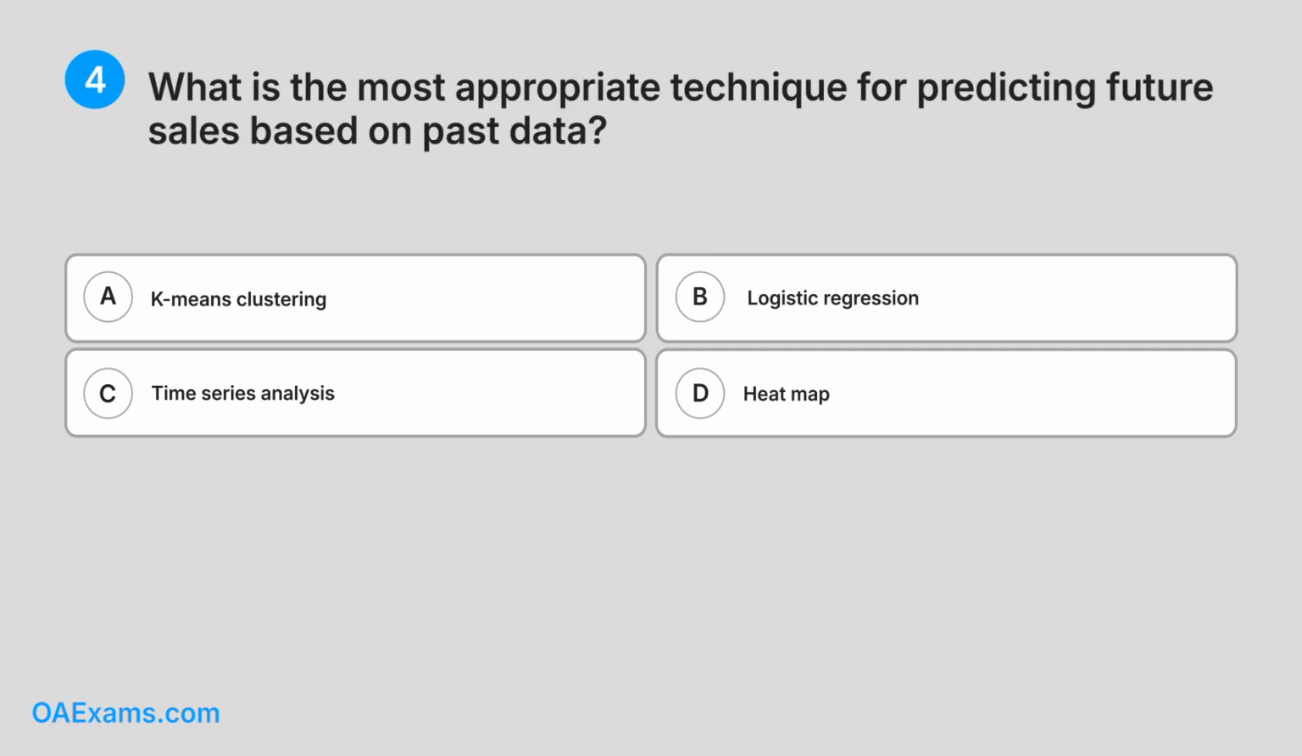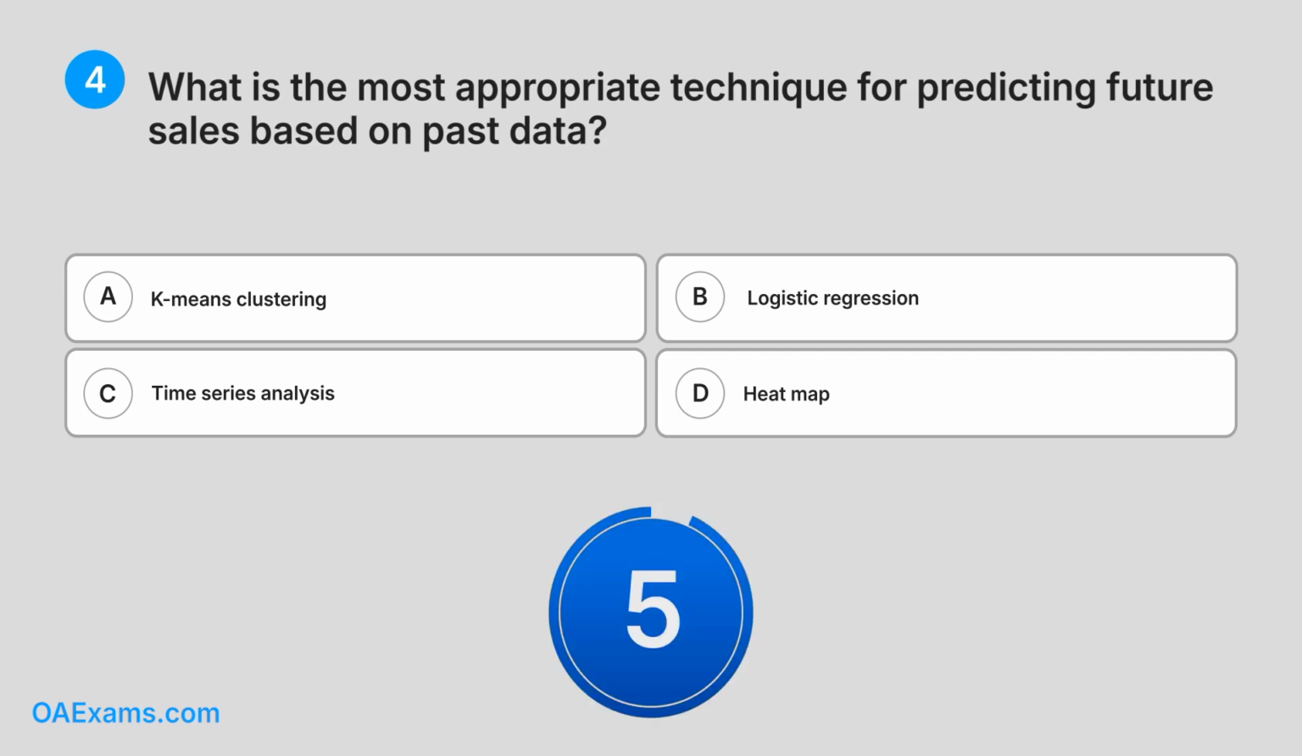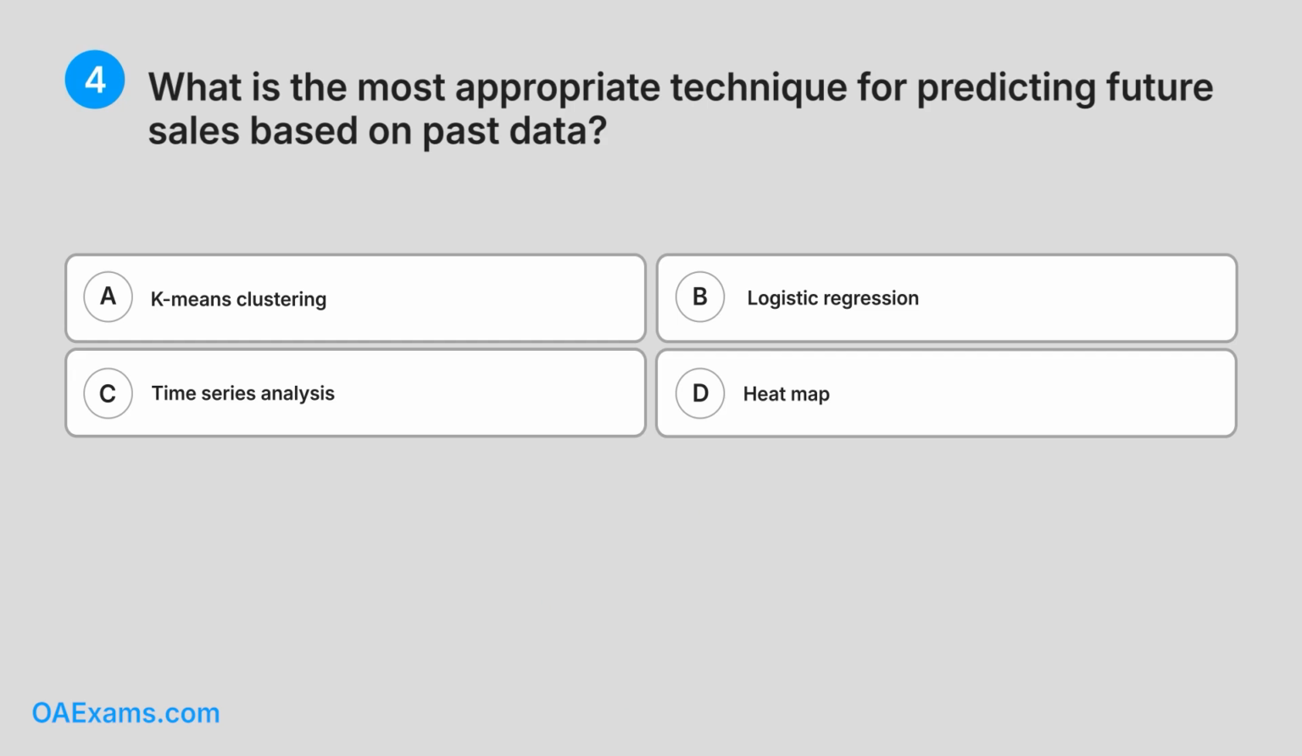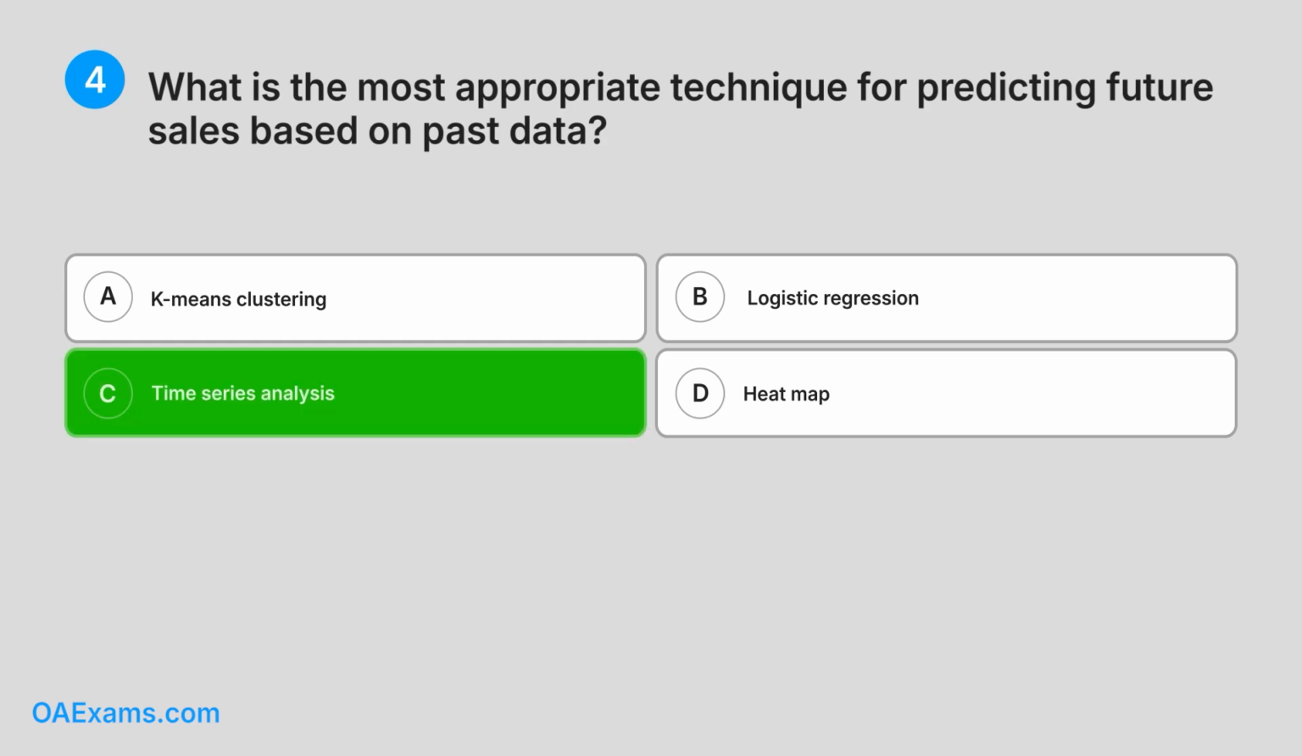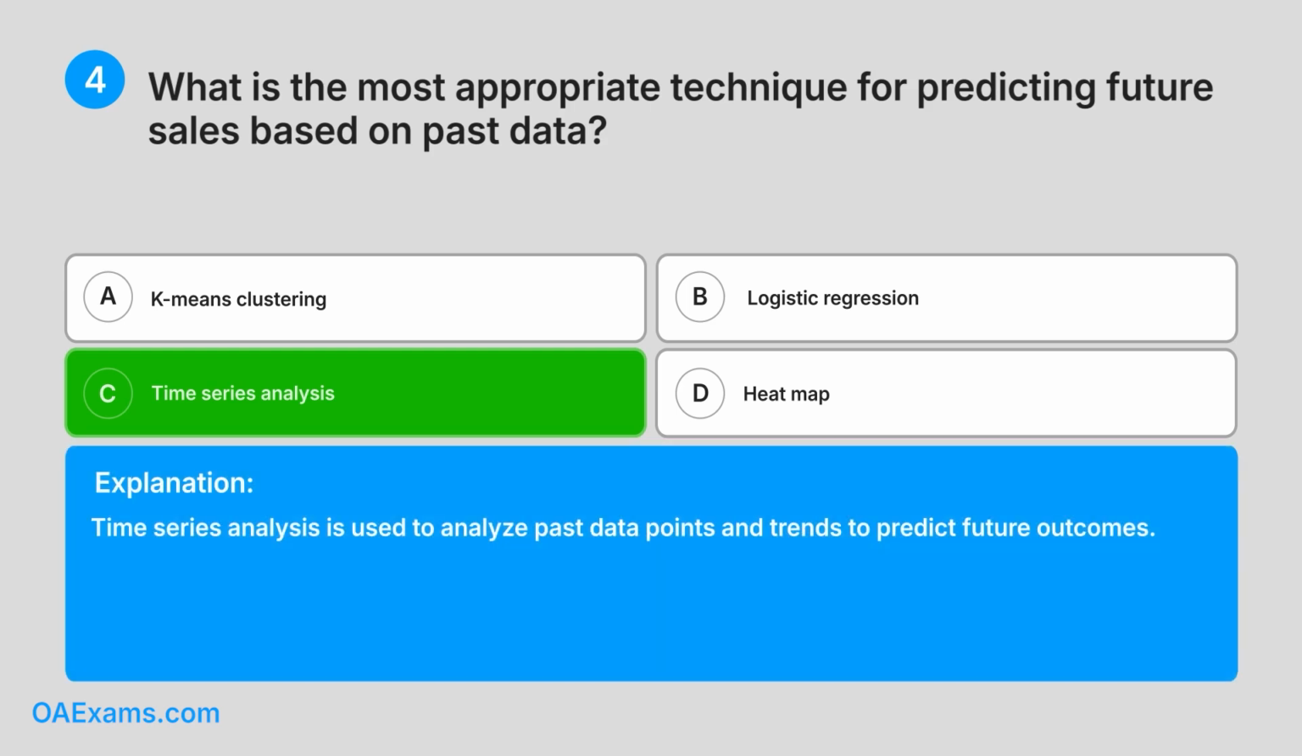4. What is the most appropriate technique for predicting future sales based on past data? A. K-means clustering. B. Logistic regression. C. Time series analysis. D. Heat map. What do you think is the answer? Correct answer: C. Time series analysis. Explanation. Time series analysis is used to analyze past data points and trends to predict future outcomes.